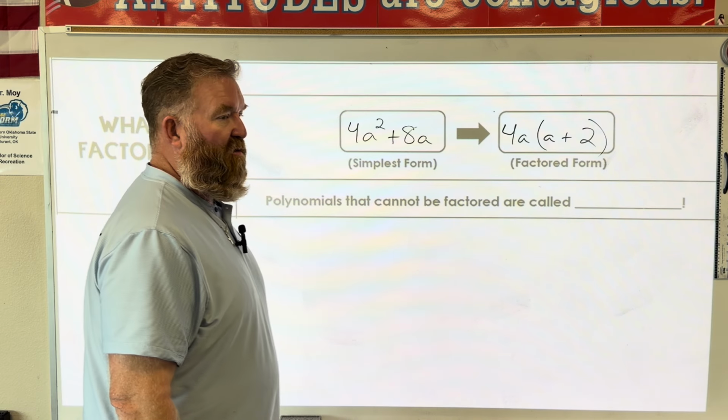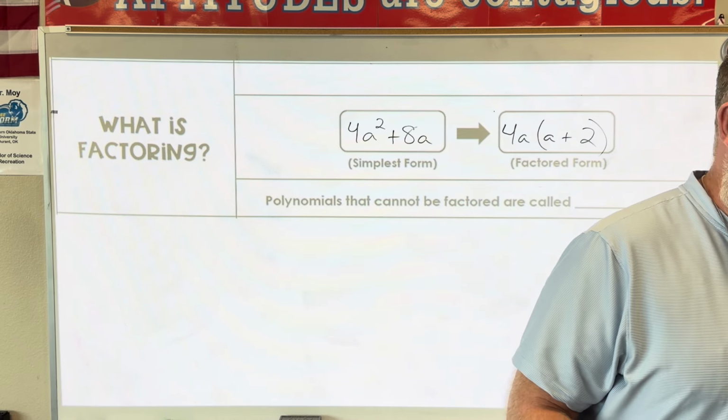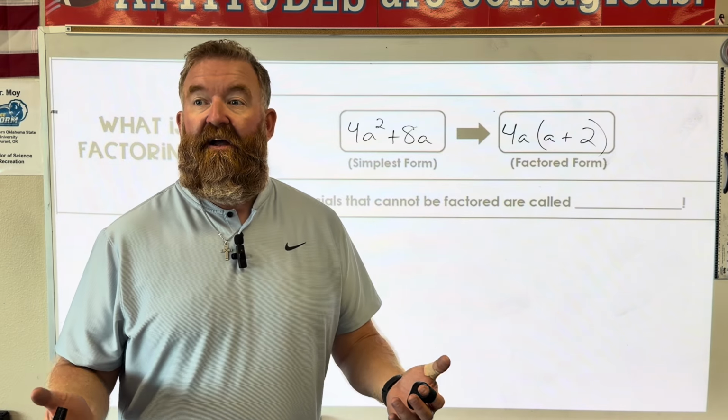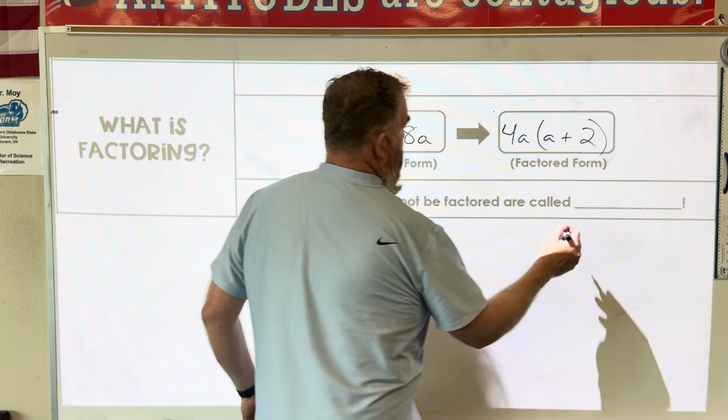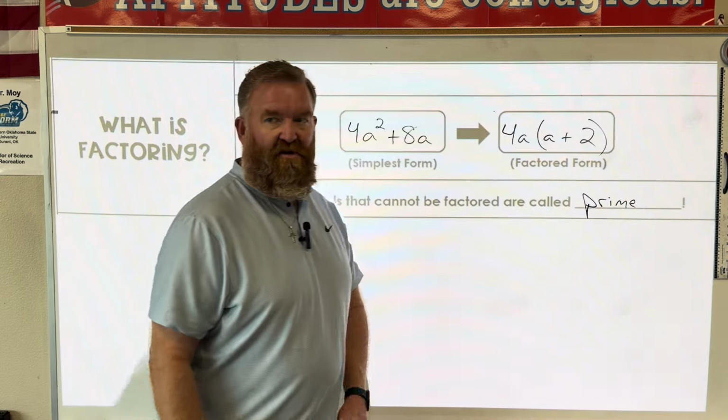Polynomials that cannot be factored are called what? Think about it. What kind of numbers don't have numbers that go into them? What are those called? Like 7. What is 7? It's a prime number. Polynomials that cannot be factored out are called prime.